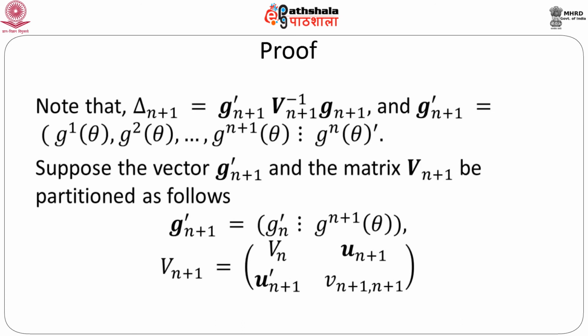To prove the result, note that delta n plus 1 is equal to g n plus 1 prime into V n plus 1 inverse into g n plus 1, where g n plus 1 prime is a vector with elements g upper 1 theta, g upper 2 theta up to g upper n plus 1 theta. The vector g n plus 1 prime and the matrix V n plus 1 can be partitioned as follows: g n plus 1 prime equals g n prime, partition, g upper n plus 1 of theta, and the matrix V n plus 1 is partitioned in the form Vn, u n plus 1, u n plus 1 prime and small v n plus 1 n plus 1.